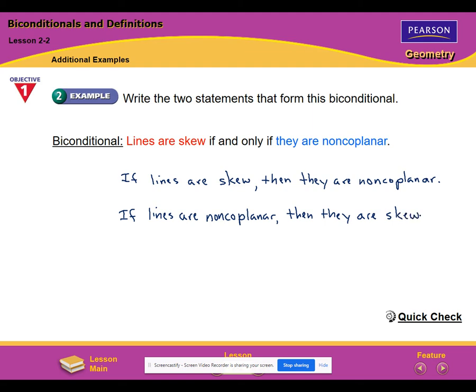And by the way, both of those are true because the biconditional is true. Lines that are skew, they are non-coplanar. Two lines that are skew with each other will not lie in the same plane. And if lines are non-coplanar, then they would be skew.